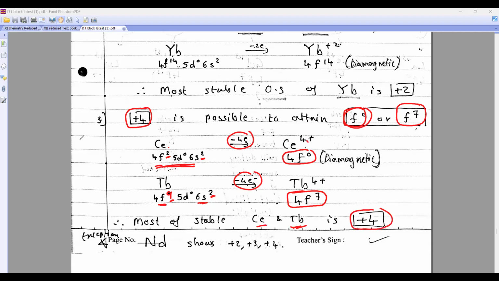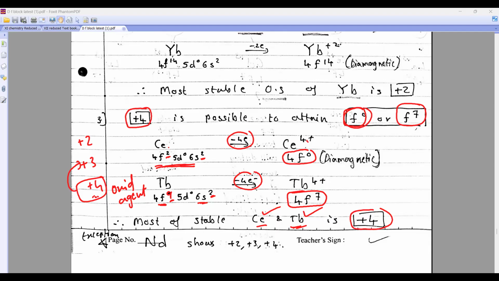Now what was the range? +3, +4. This is the highest oxidation state, or not? Tell me, +4. And those that are in the highest oxidation state are strong oxidizing agents. Give reason, they will ask you. Cerium and terbium are strong oxidizing agents. Why? Because they are in their highest oxidation state, so they can only get reduced. Clear?